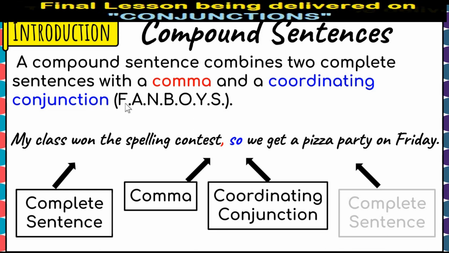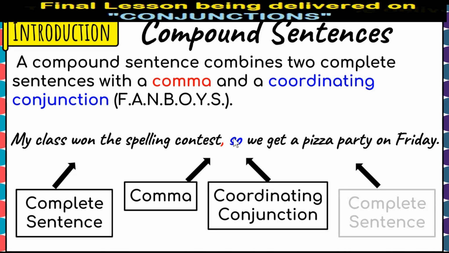And can you tell me which letter will be helpful to me to remember that I have to use the word so over here in my little formula that you can see? Fanboys. Well done. S. So. Fanboys. S is the abbreviation for so. So my class won the spelling contest, so we get a pizza party. I have used the coordinating conjunction so to connect two sentences, followed by a comma and a period at the end. That is my first compound sentence using coordinating conjunctions.